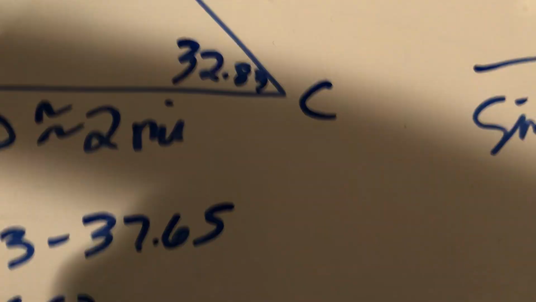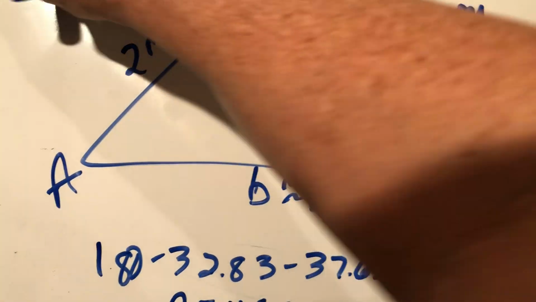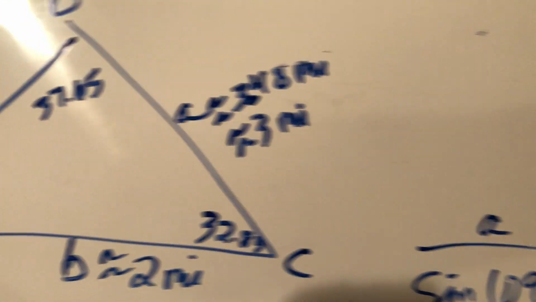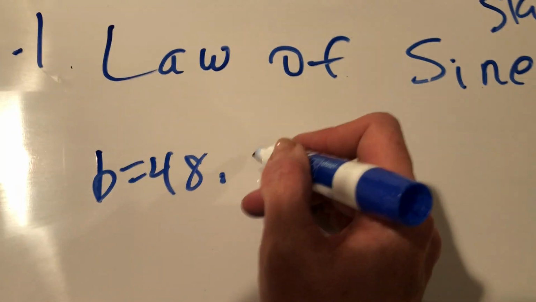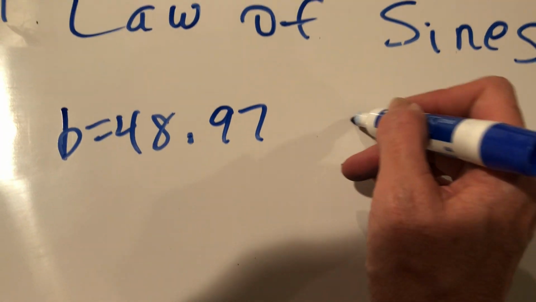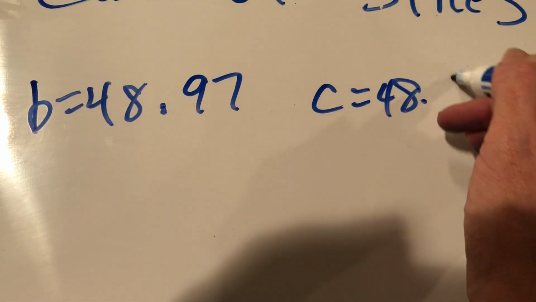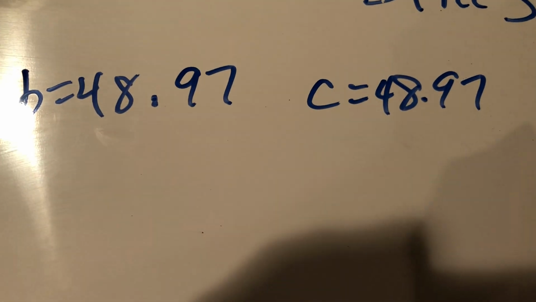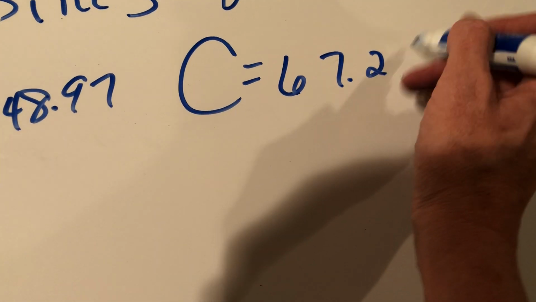Okay, so now we want to look at one where we have to use law of sines to find an angle measure. Those have all been where you had the angles, you had to find one angle, but you just had to subtract to find the other angle. So B is 48.97, C is 48.97, angle C is 67.25.